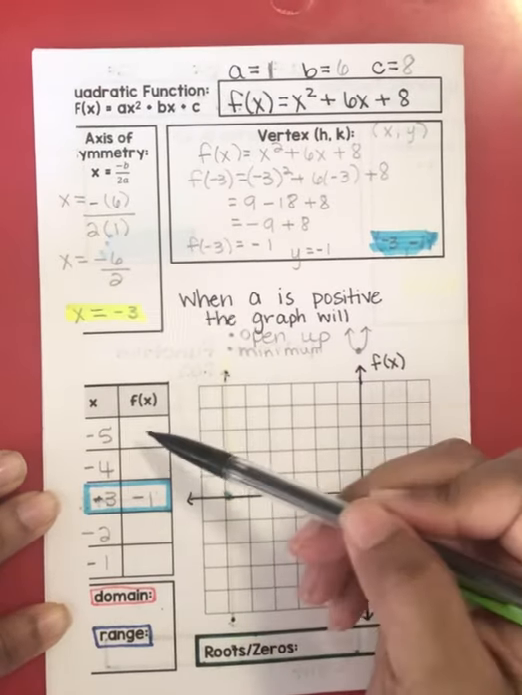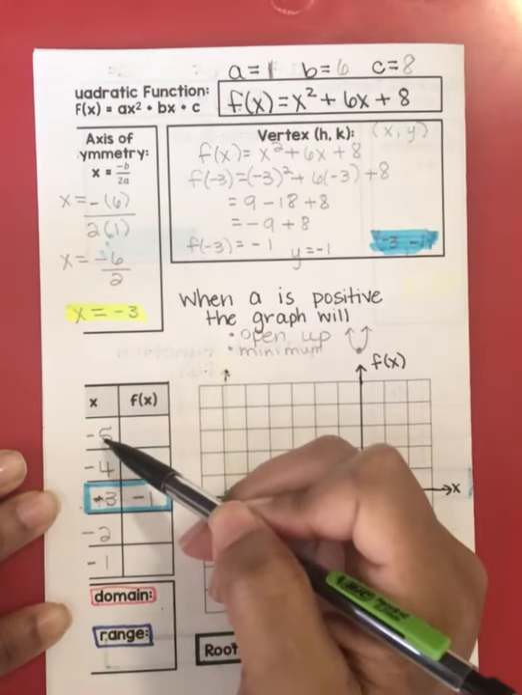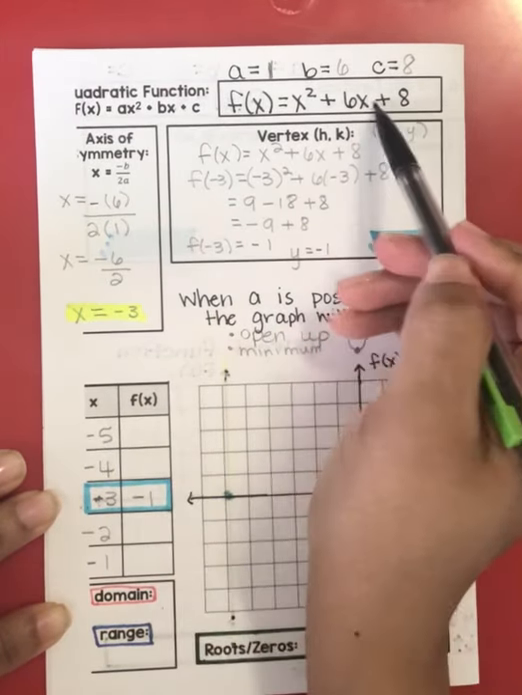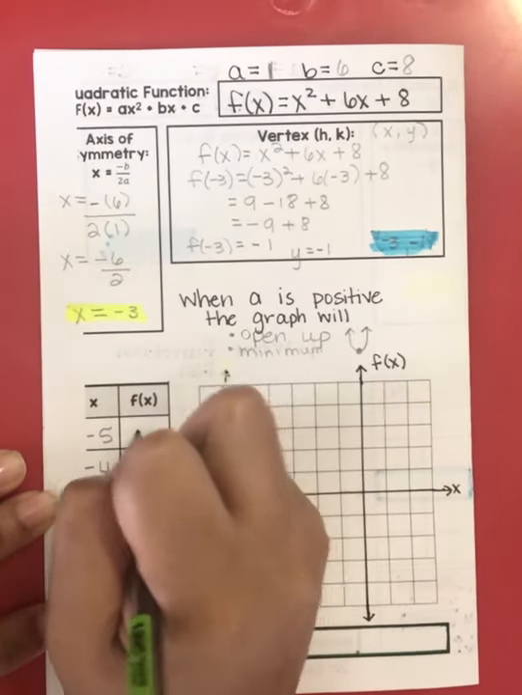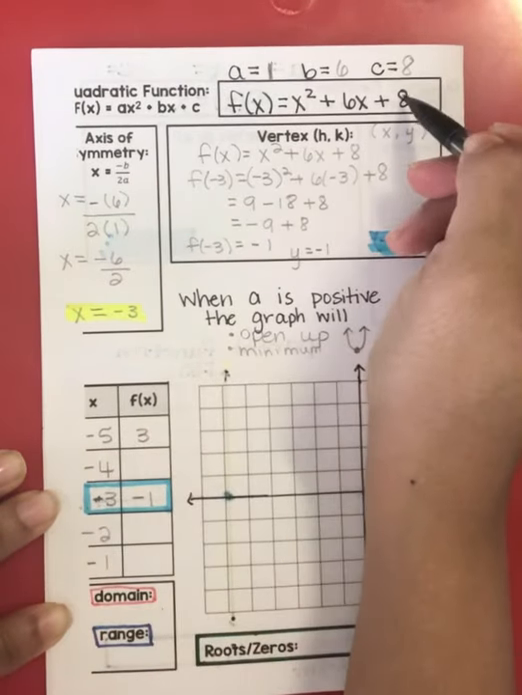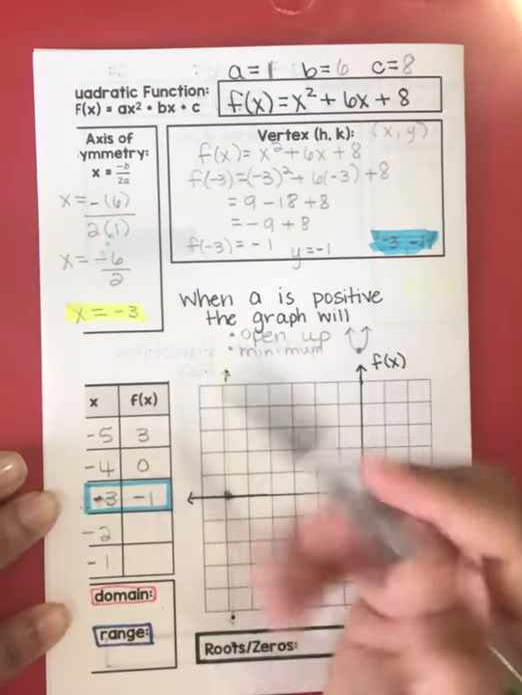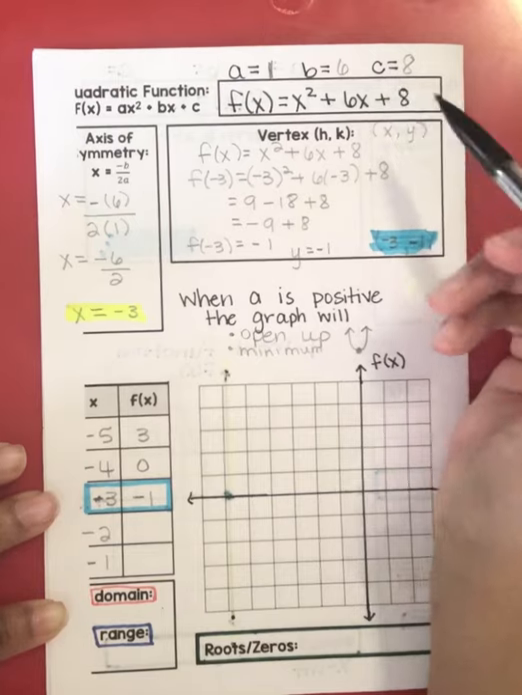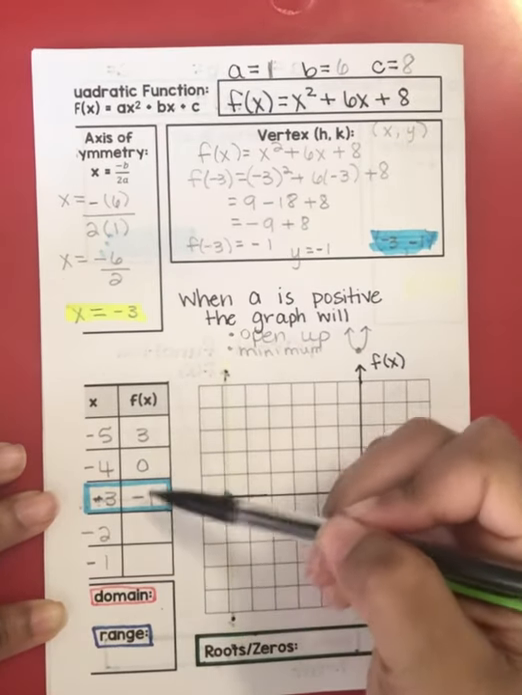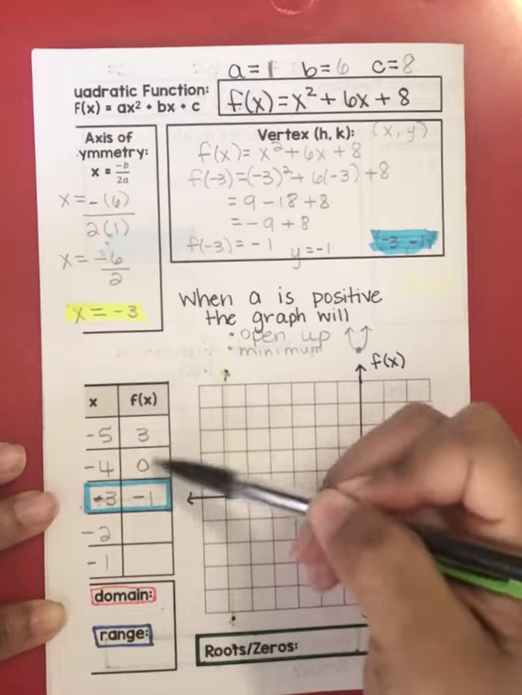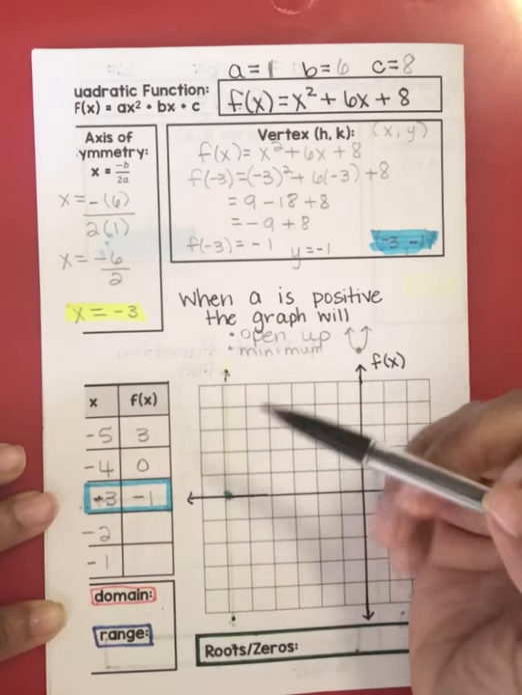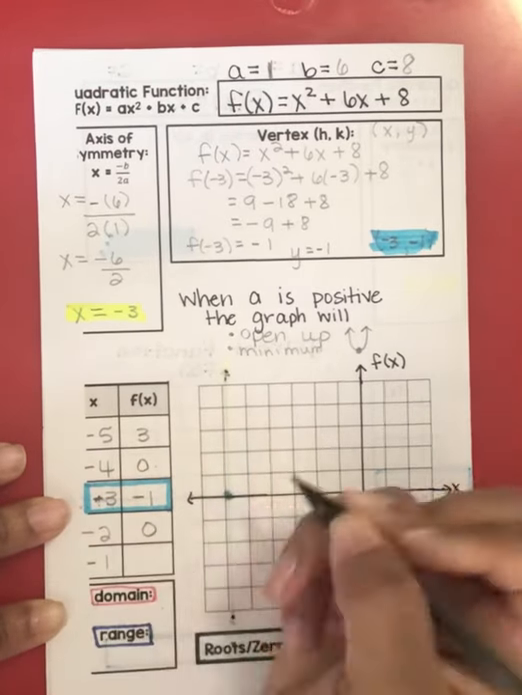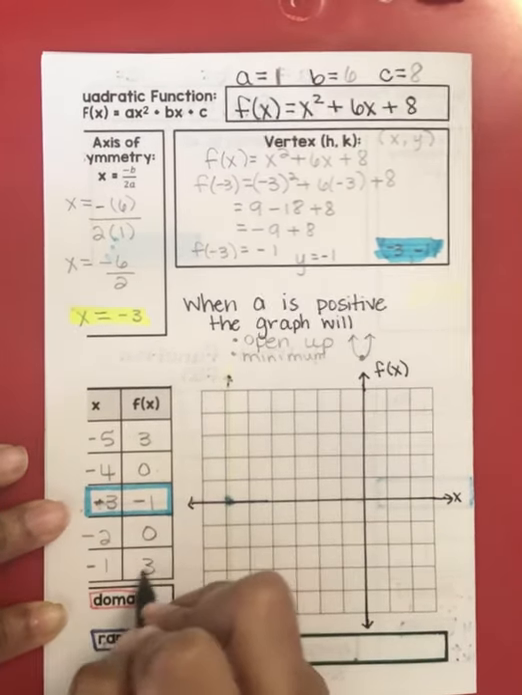To find my y values, I need to substitute my x values into my function. When I substitute negative 5 into my function, I get 3. When I substitute negative 4 into this function, I get 0. Now you can also substitute these two values of negative 2 into your function, but I already know from my vertex that both sides of my vertex are symmetric. So since it's 0 here, symmetric would be 0 here. 3 here, symmetric will be 3 here.